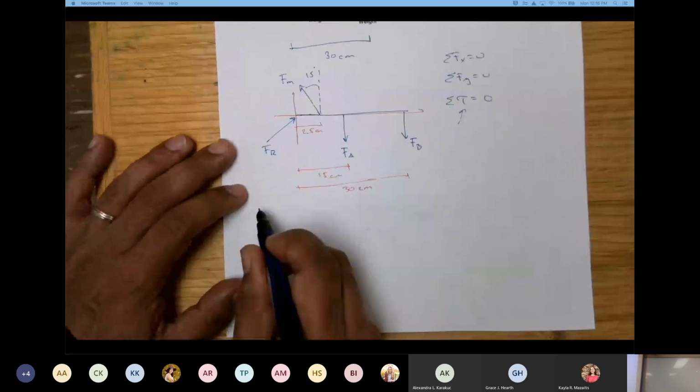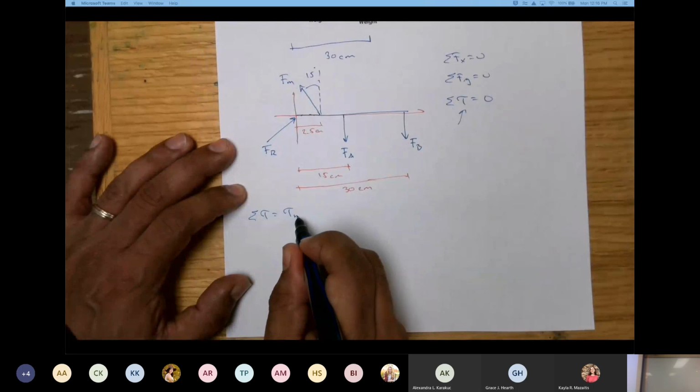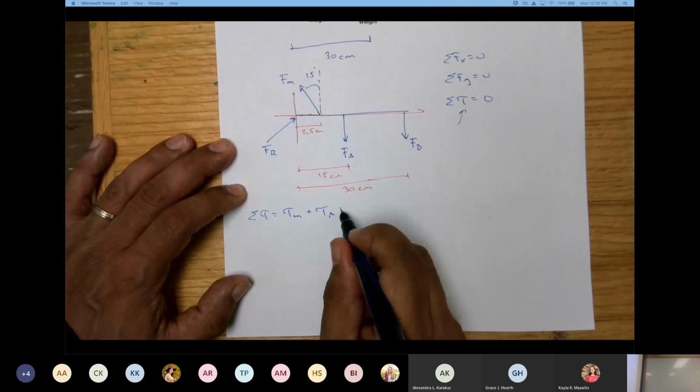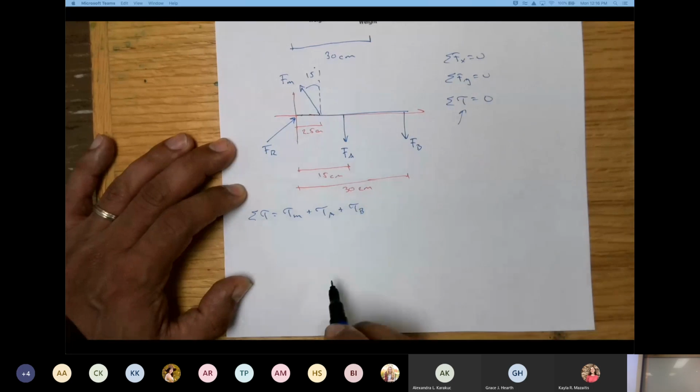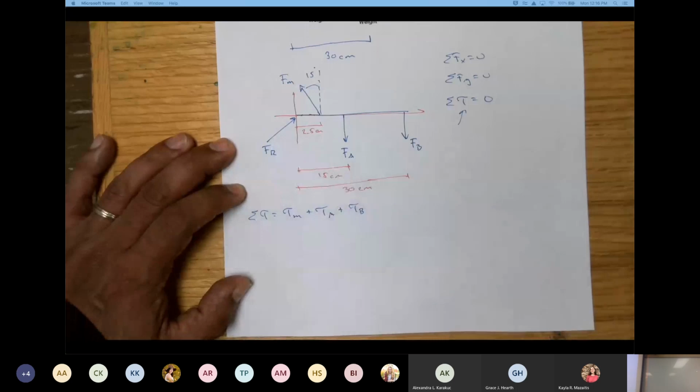And basically, the sum of torques is going to be the torque of the muscle plus the torque of the arm plus the torque of the barbell. We also technically have the torque of the reaction force, but we know that that one's going to be 0 anyway, so we can ignore it.